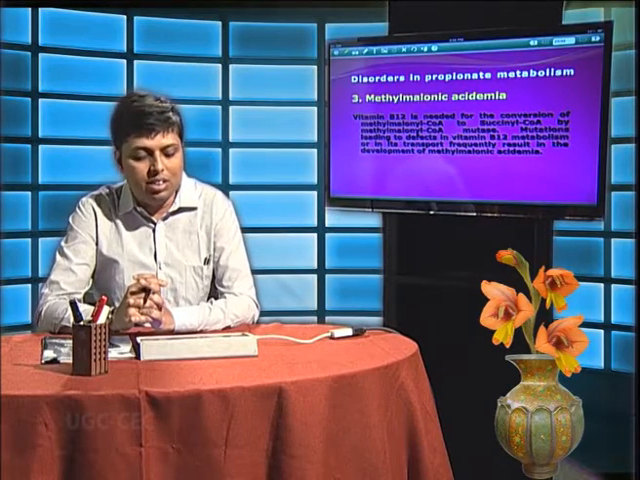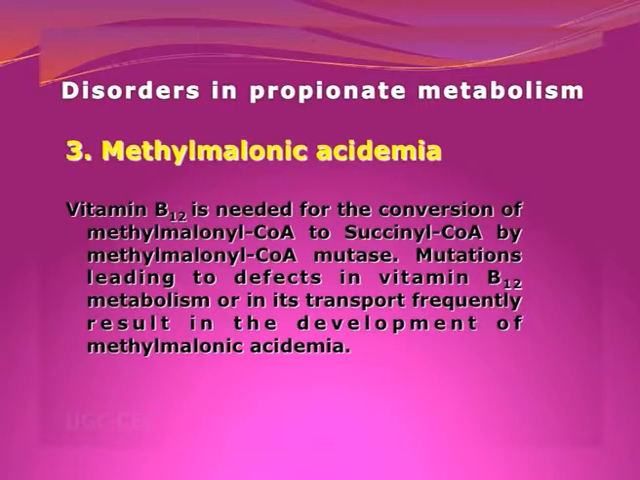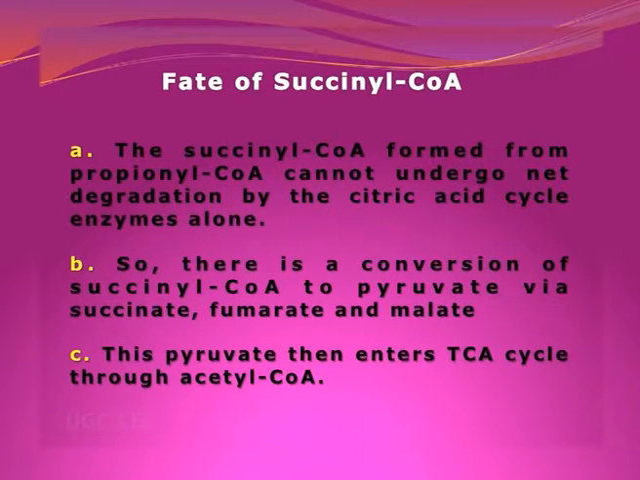Coming to the third disorder, it is called the methylmalonic acidemia. This happens due to a deficiency of vitamin B12 in the patient. Now, the succinyl-CoA that is generated in the methylmalonate pathway, we have to remember that it cannot enter the TCA cycle directly, but it has to be first converted to succinate, and then to fumarate, then to malate, and then to pyruvate once more.